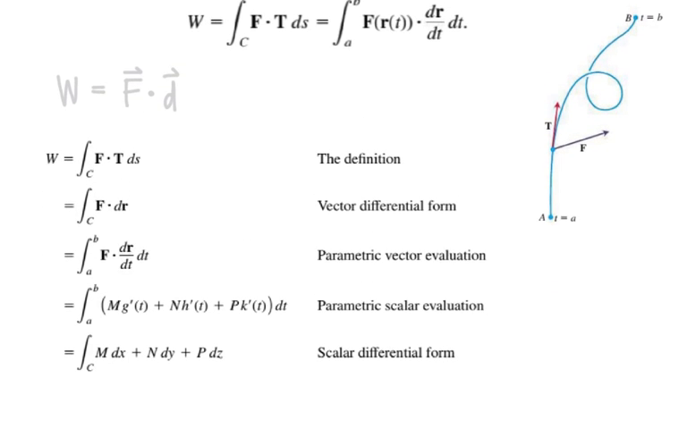And so we have our definition, our vector differential formula, the formula that we've been using in the past couple examples, our parametric vector evaluation, but there are some other different ways you could think about writing this that still mean the same thing. We're still taking each of those M, N, and P components and dotting them with the derivative in these other two notations. This is just to show you we have all these different notations, but they still mean the same thing. So the line integral of a force field along some path can represent the work done by that force. Let's look at an example.